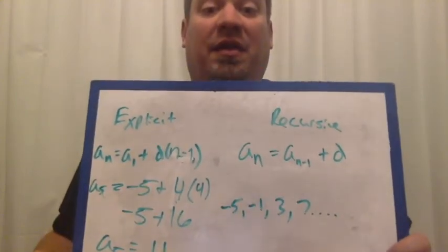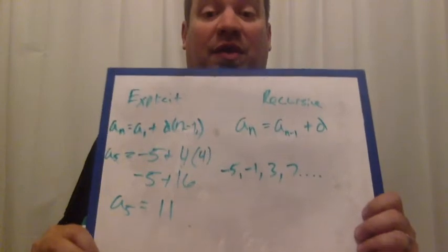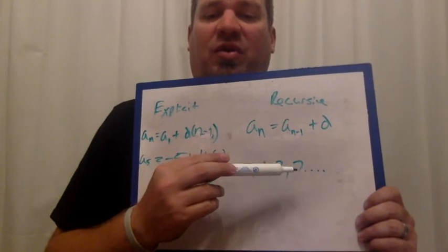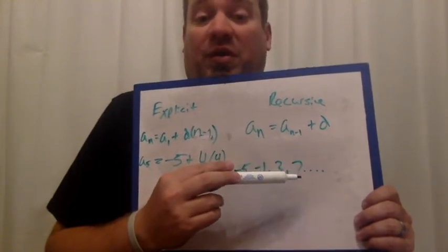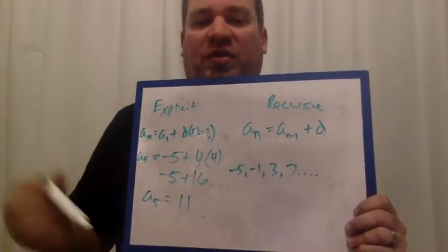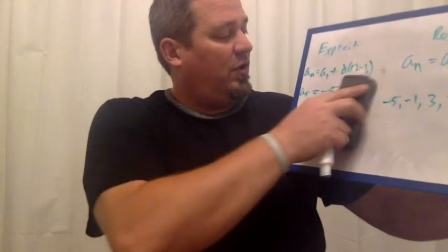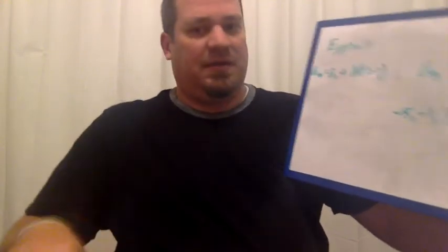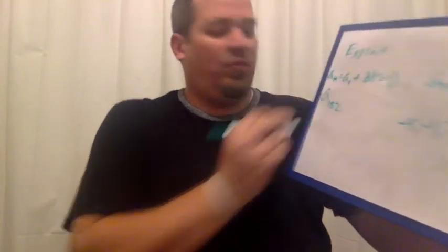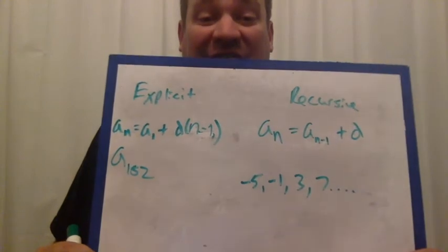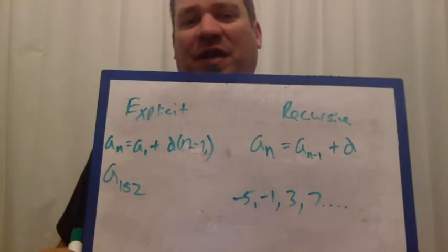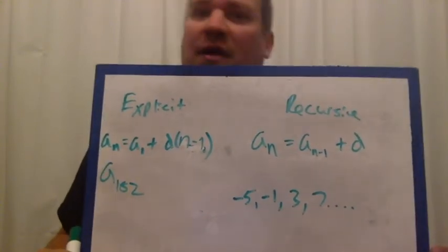Now, this is where the explicit rule is way better than a recursive rule. With the recursive rule, a sub 5 was pretty easy to determine because I already knew what the fourth term was, so I could just add 4 to get the fifth term. Where the explicit rule is far more useful is that I can find a sub 152, the 152nd term in this sequence, which I'm not really sure why you would want to find, but it's cool that you can.